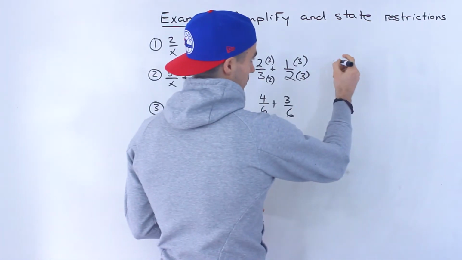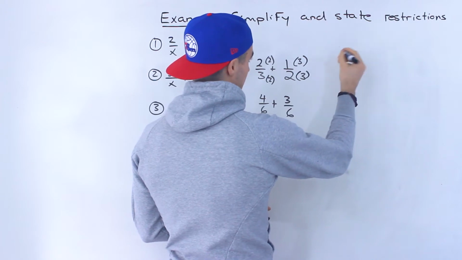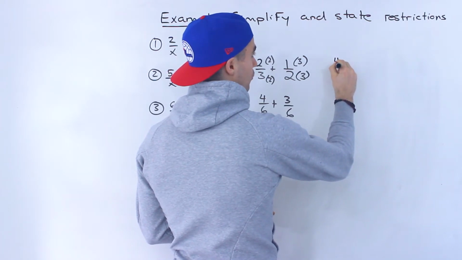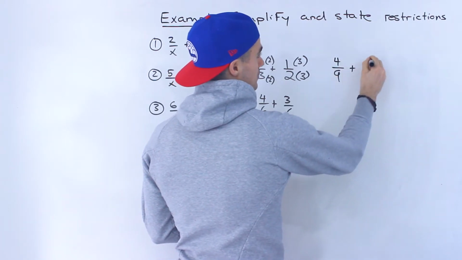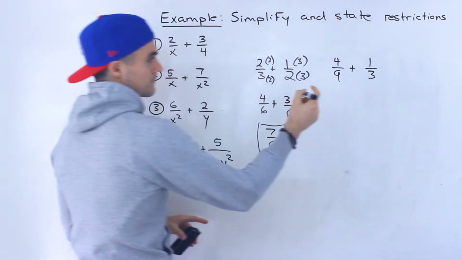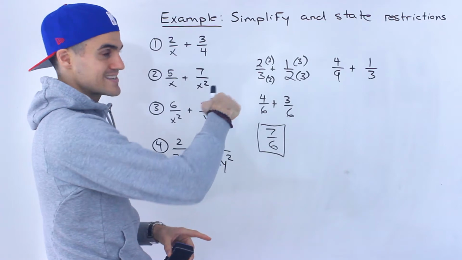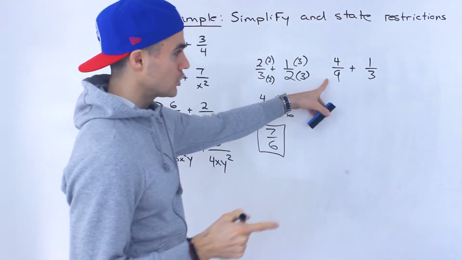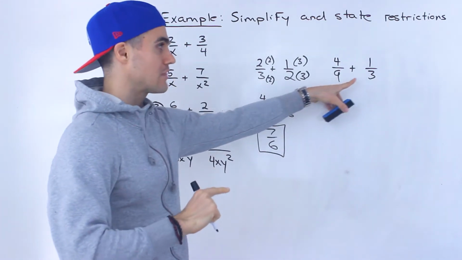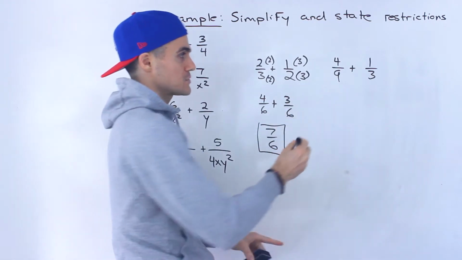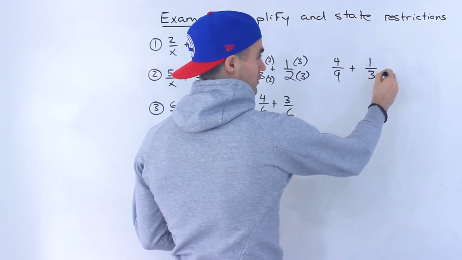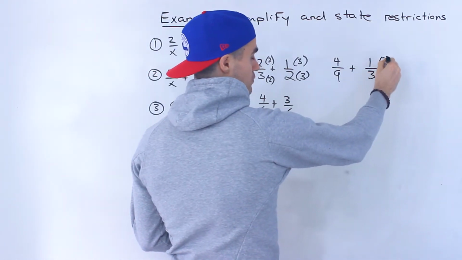Now, another example, let's say that we have 4 over 9 plus 1 over 3. What's the lowest common denominator between these? Well, notice it's 9. Right? 9 can go into itself one time, and 3 can go into 9 3 times. So really, we just have to multiply this by 3, and then this by 3.